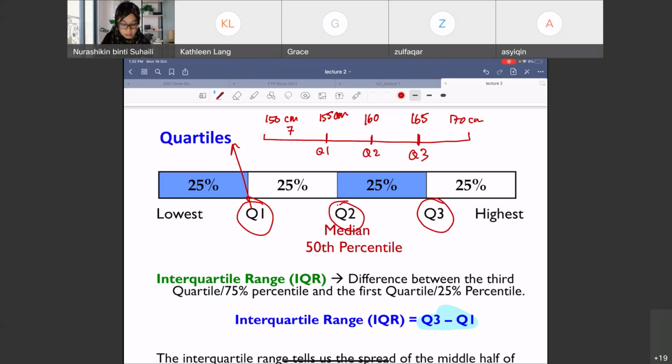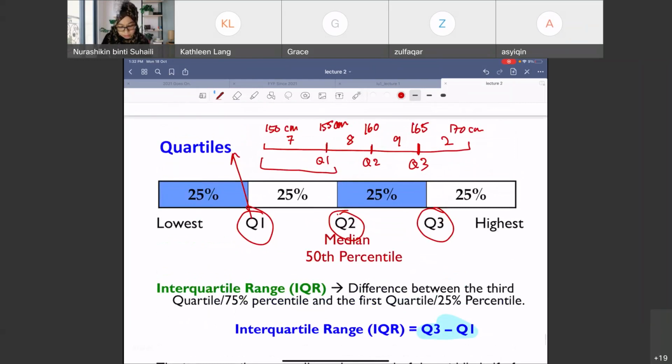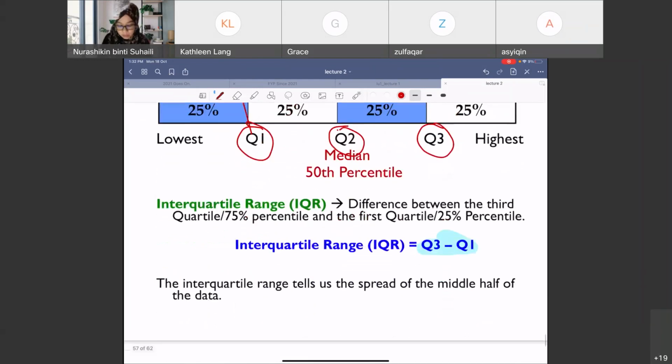So this is what is meant by quartile 1, it means that you divide the distribution of the whole data into quartiles. 7 people are here, and then maybe here there are 8 people within the range of 155 to 160, and then 9, maybe here are 2. So you divide it into quartiles. They call it quartiles. I think that's it. It's not that really difficult, I can say.